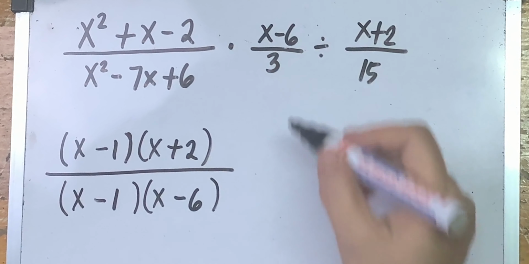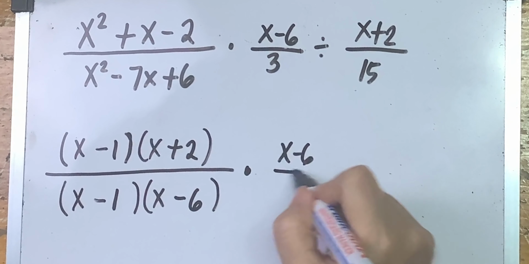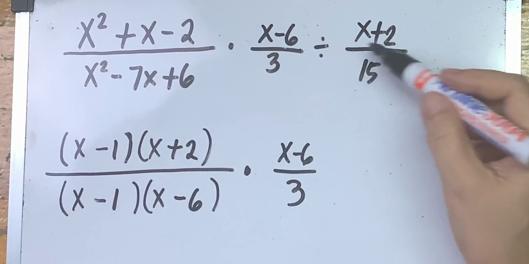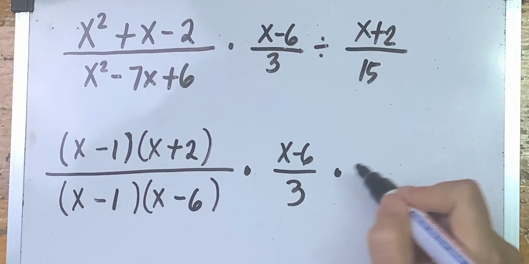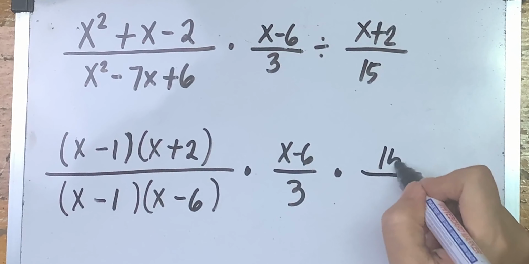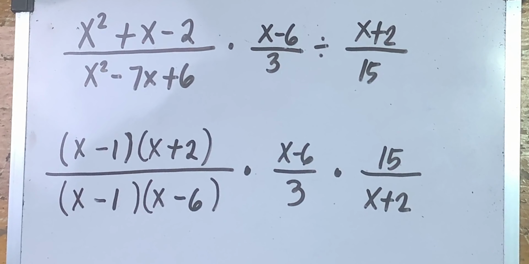Okay? And then, copy natin tong second term. X minus 6 over 3. And then, itong last term na to, since this is division, change natin yung operation to multiplication at kunin natin yung reciprocal. So, 15 over x plus 2. Okay? Notice, lahat naka-factor na. So, let's simplify by canceling.